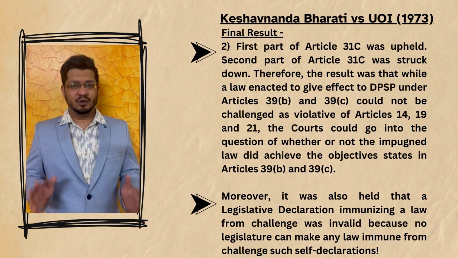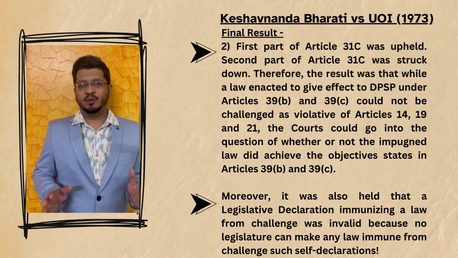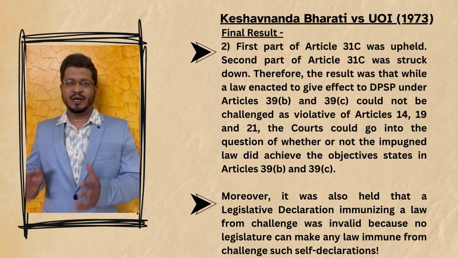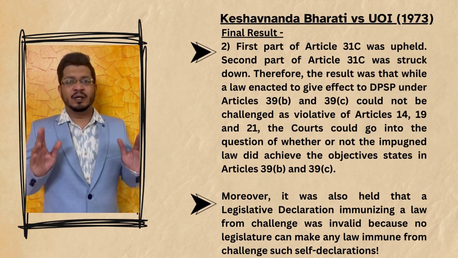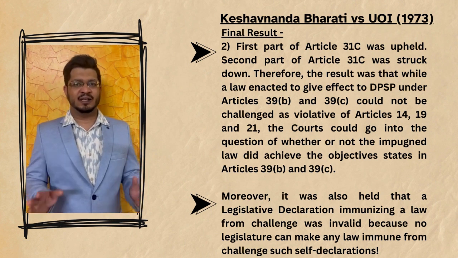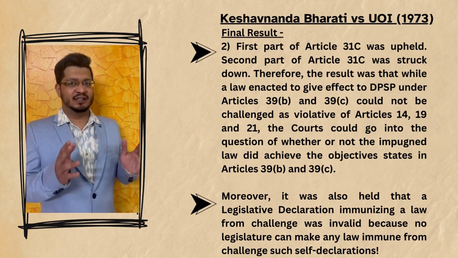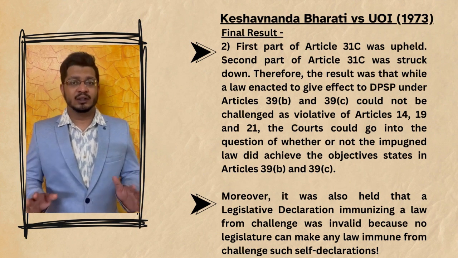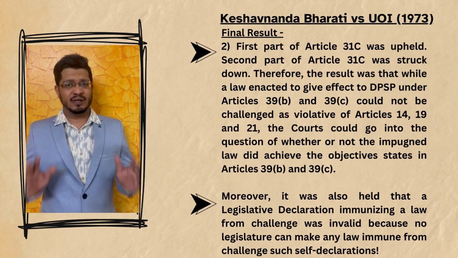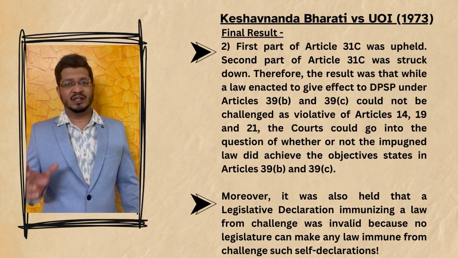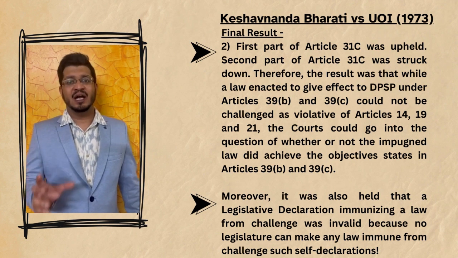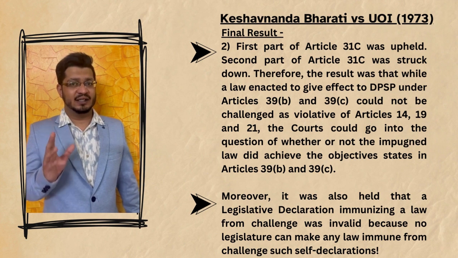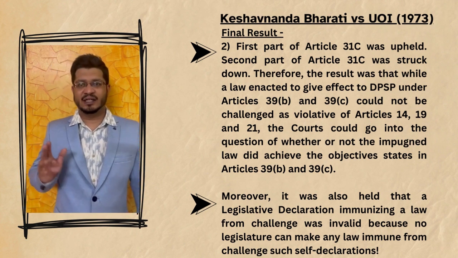According to the Supreme Court, a law could not be challenged as violative of Article 14, 19 or 21 if it was implemented to give effect to any of the objectives mentioned in Article 39 subclause B and Article 39 subclause C. However, the court could go into the question whether or not such a law enacted by the Parliament actually did achieve the objectives mentioned in Article 39B and Article 39C.